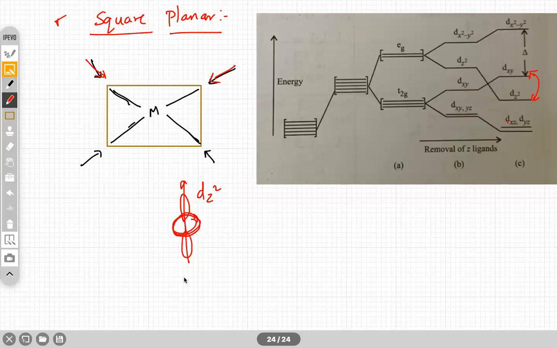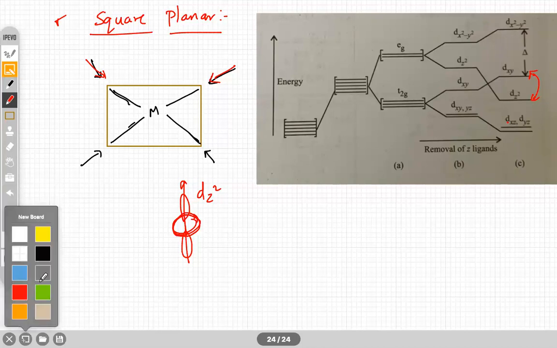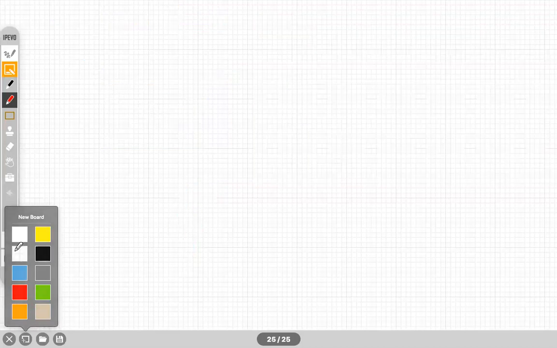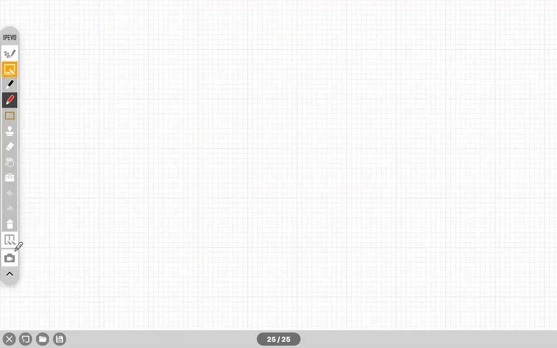Done? Yes, sir. Okay. Now the first part of this chapter, that is coordination compound, is almost done. We are left with only the last part of it. After this, we'll start with isomerism in coordination compound, the last part of this chapter. So we are left with only organometallic compound.